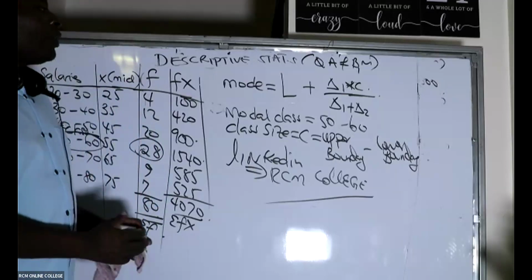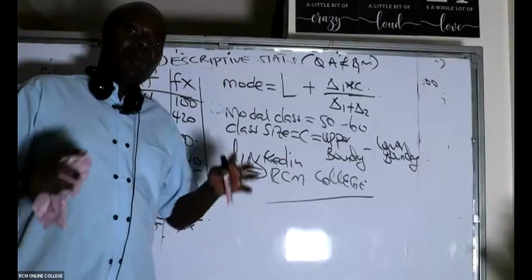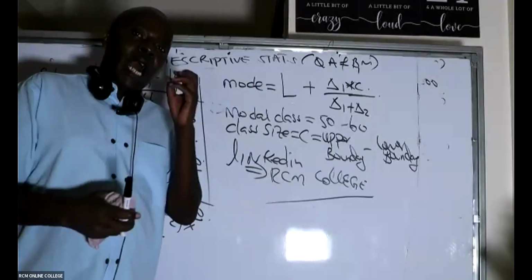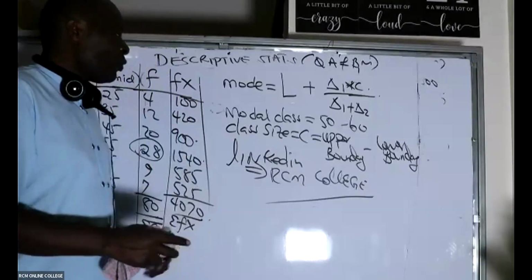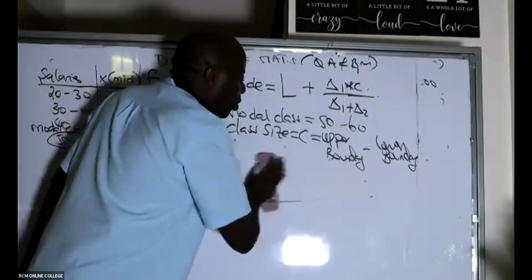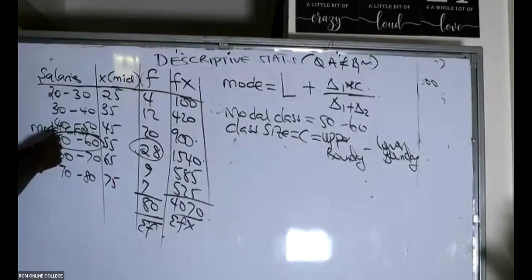All right. Now that we're getting the class size, how do we get the class size? How big is the class? You take the upper boundary minus the lower boundary. Now here, I have to be very, very categorical. How do we get the upper boundary? You've told me this 50 to 60 is the modal class.